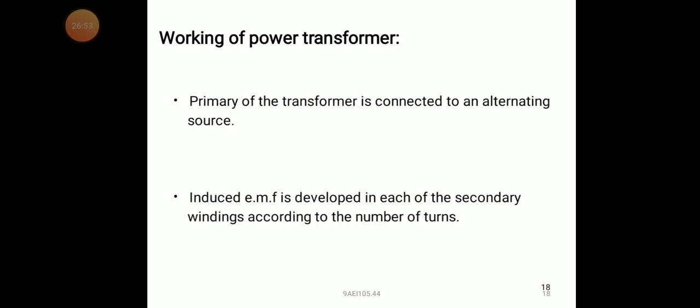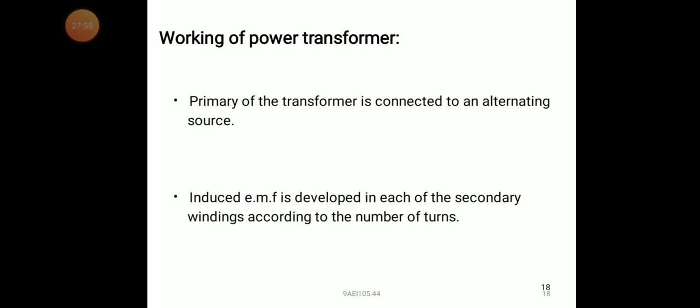So now we try to discuss the working of the power transformer, how it works. The primary of the transformer is connected to an alternating source. As usual in the general type of transformer, the primary winding is connected to an alternating source. The induced EMF is developed in each of the secondary windings according to the number of turns which the windings have.